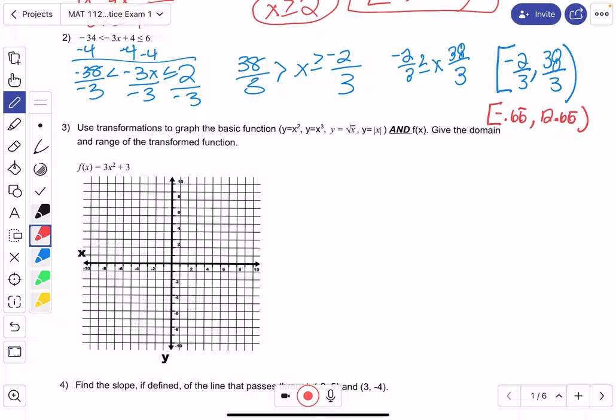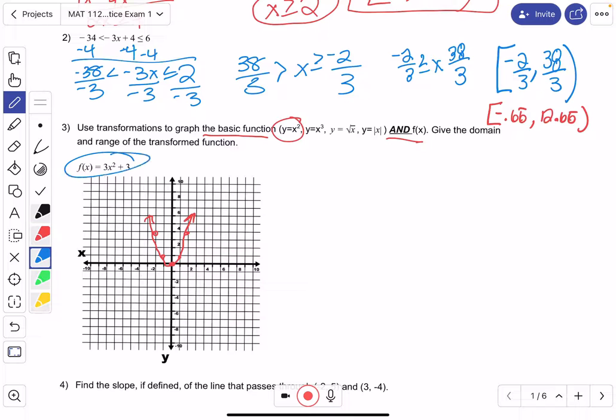Number 3, so use transformations to graph the basic function and f of x. So here we have an x squared. So our basic function is going to be the squaring function, which looks like this. So there's our squaring function.